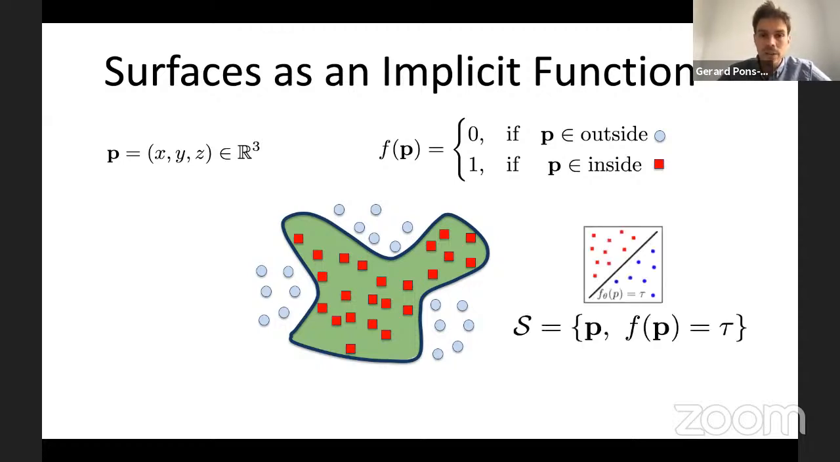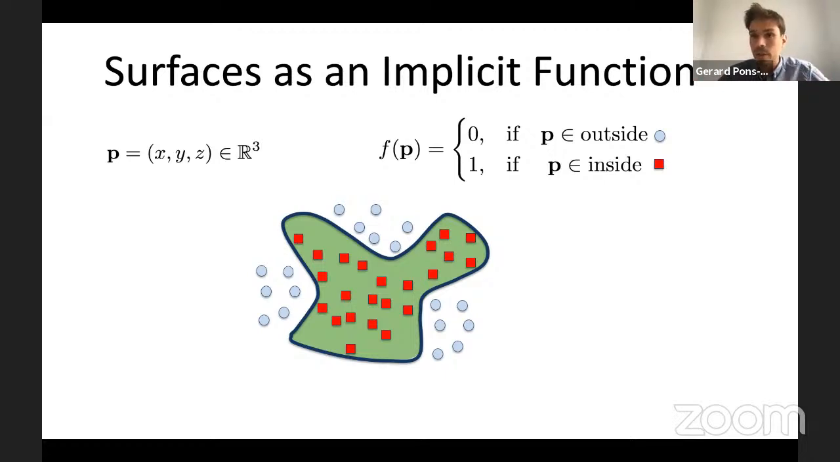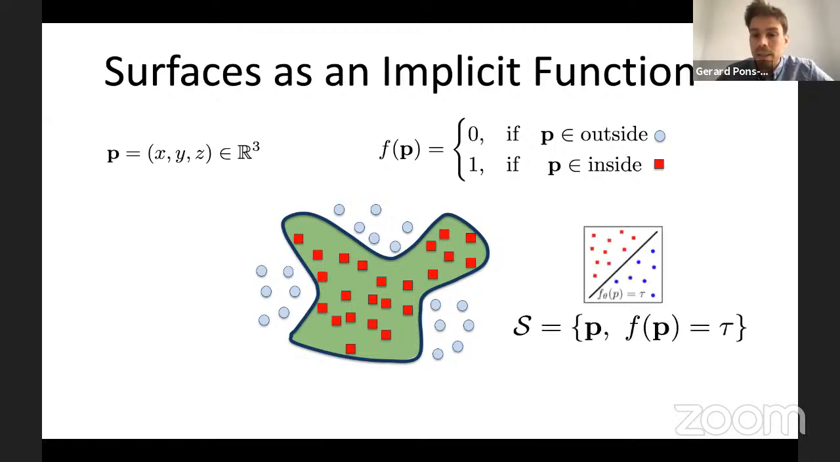And now the surface, right? So this is a division of the 3D space. And the surface consists of such points p that are at the boundary between inside and outside. And if you have this 0, 1 representation, this would be the points that take value f of p equals tau, being 0.5 in this case, right? So the surface in this case would be this dark blue line.